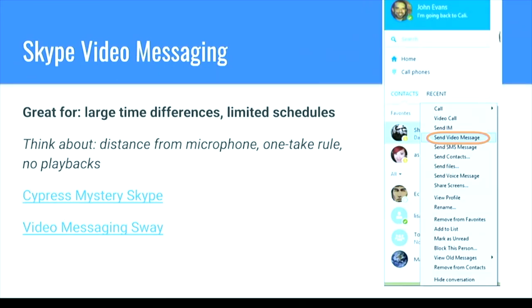Again, I mentioned earlier about Skype video messaging and how it's really great for large time differences if you're not going to be in school at common times, or if you have a limited schedule. So when you're recording these, definitely think about the distance you are from the microphone, so the other person can hear you well on the video. I always do a one-take rule where we're going to do one take and we're not going to play it back. We'll send it and then maybe we can play it. Otherwise, the kids want to record it over and over again. We use this to talk with people in Australia, Cyprus, Beijing. It's a really great tool and part of Skype.